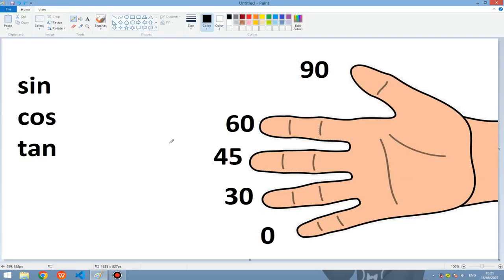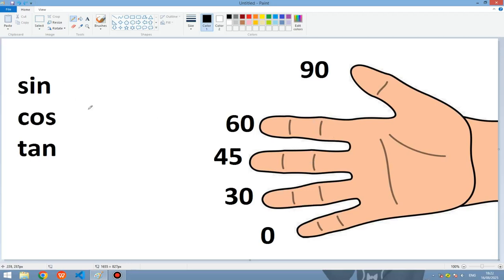Now when finding the trig value of any of these standard angles, we're going to hold down the finger which represents the angle, and we're going to take into consideration the number of fingers left below and the number of fingers left above. Say for example, we're finding the trig value of the angle 30. When you hold down the finger 30, we're left with one finger below and 3 fingers above. Now with that said, let's move to the first trigonometric function, which is sine.